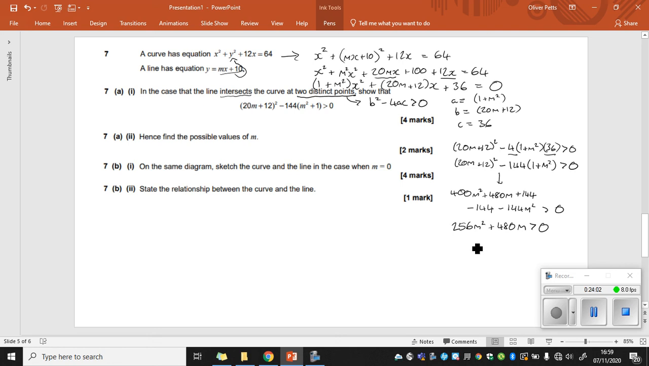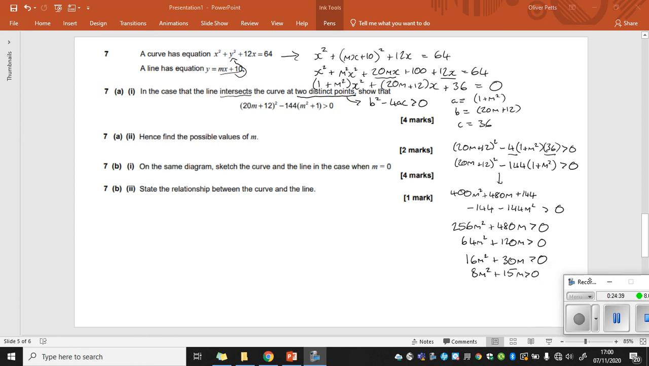Can we tidy this up? Yes, we can. Let's divide through everything by 4. So that'll be 64m squared plus 120m is greater than 0. Can we divide by 4 again? I think we can. Obviously, you could use your calculator, that's absolutely fine. So divide by 4 again, so that's going to give me 16m squared plus 30m. What could I divide by now? Divide by 2. 8m squared plus 15m greater than 0. And then I think I'm done in terms of simplifying.